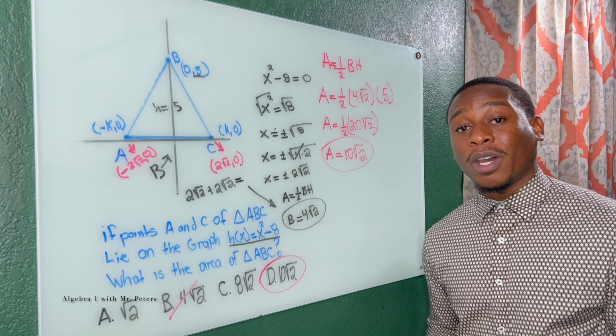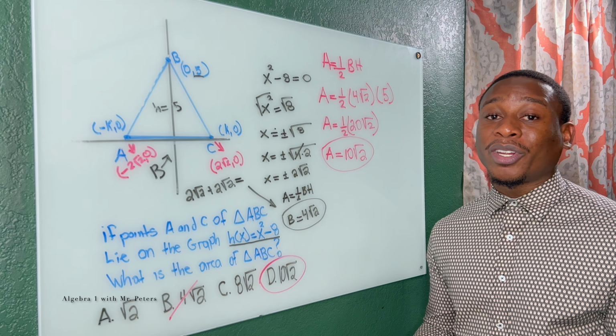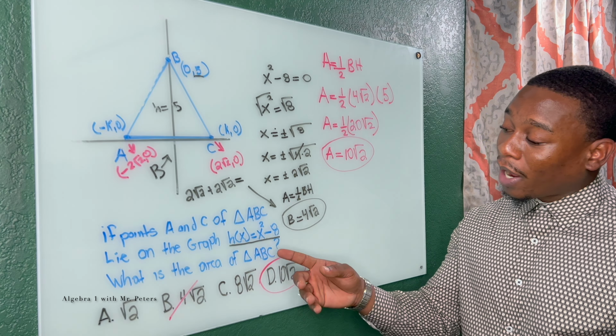Really hope this quick review was helpful for you guys on how to find the area of a triangle from a graph or a function.